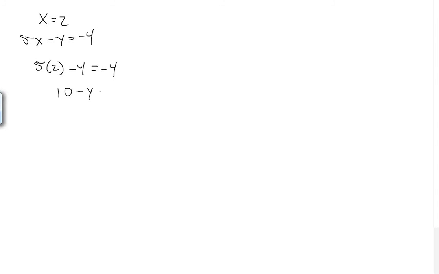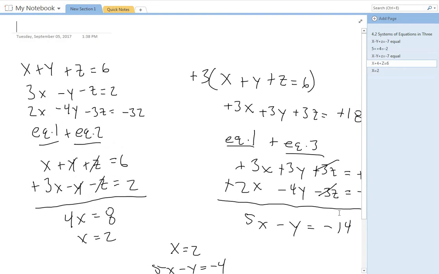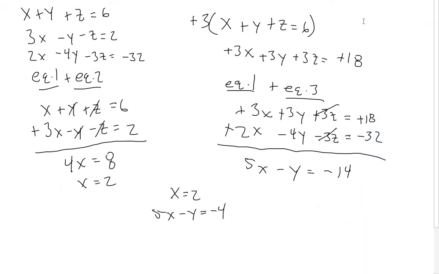10 minus y should equal negative 14. So that if I subtract 10, negative y equals negative 24. Oops, I think I lost the 1 that we had before. Let me go back to the previous page. It was supposed to be 5x minus y equal to negative 14. So this really should have been a 14 when I copied it.